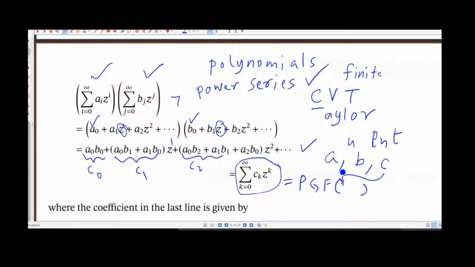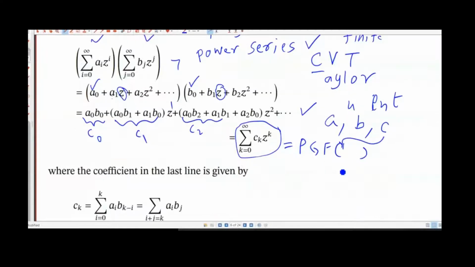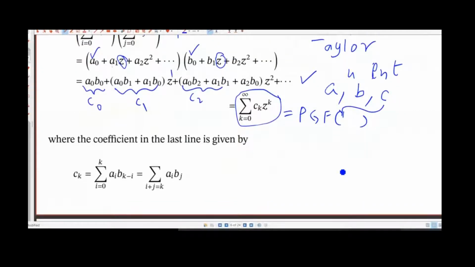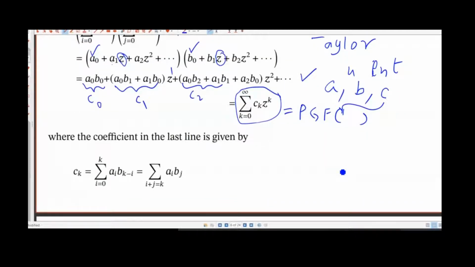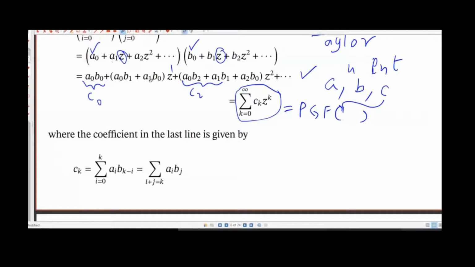Now look carefully at these coefficients of the product. If you focus on this one, you have A0 B1, A1 B0. What is common between these two? These indices, 0 and 1, when you add them, 0 plus 1 is 1, 1 plus 0 is 1. So the sum of the indices is 1.